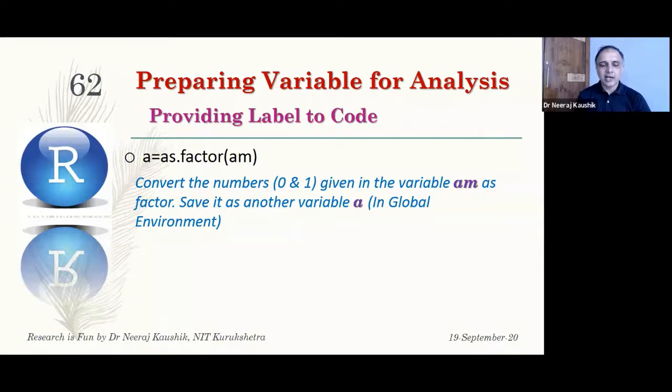So here I said convert the numbers 0 and 1 given in the variable AM. Where is the AM? That's in the attached mtcars. So you must attach that first, that AM, and convert it to the factor. What is meant by the factor?